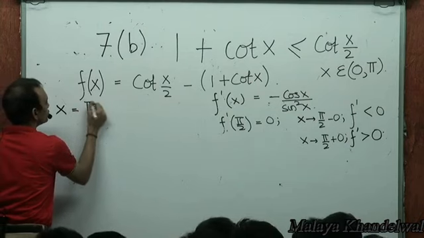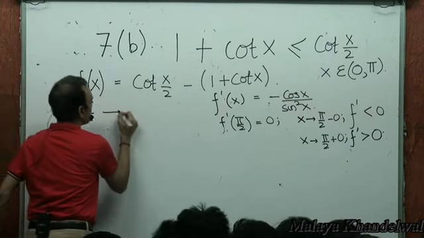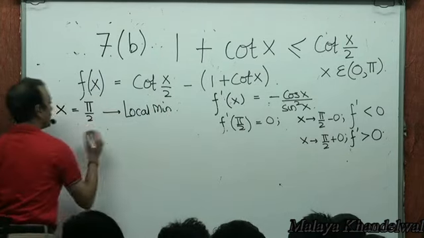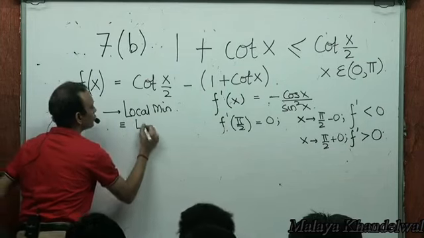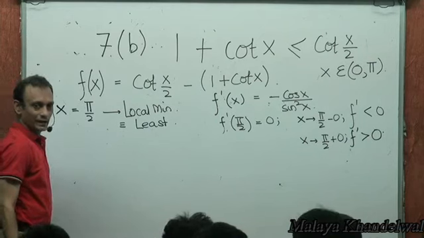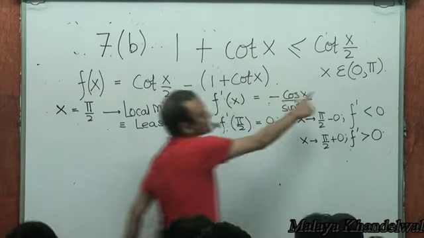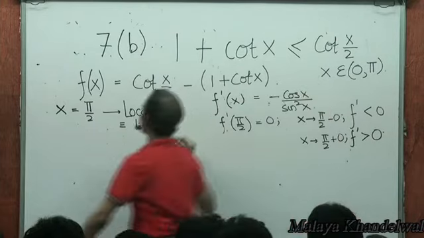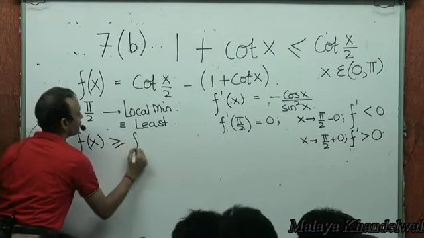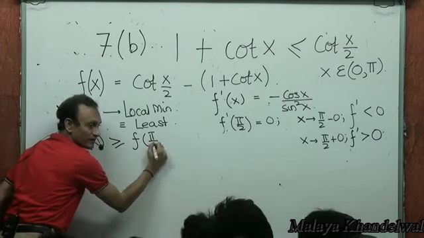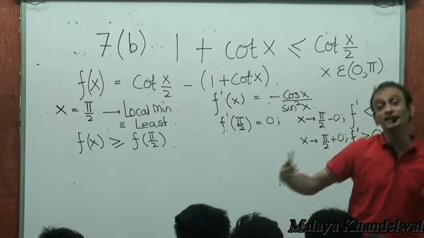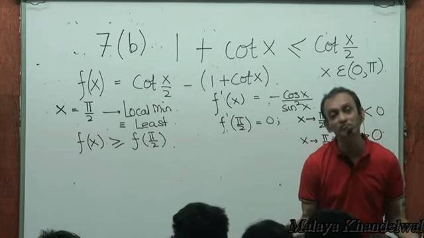X equal to pi by 2 is a local minimum for sure, and is also the least value, or the global minimum, of the function. Right? So if it's the least value, then for any other x in the interval 0 to pi, f(x) must be greater than or equal to f(pi by 2), because f(pi by 2) is the least. So any other f(x) will not be smaller than f(pi by 2).